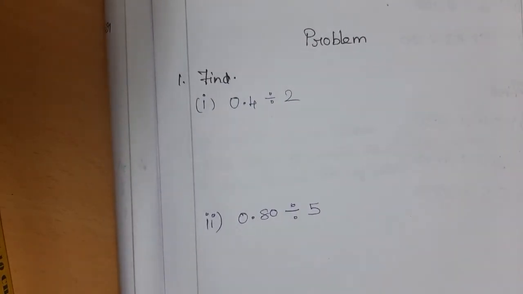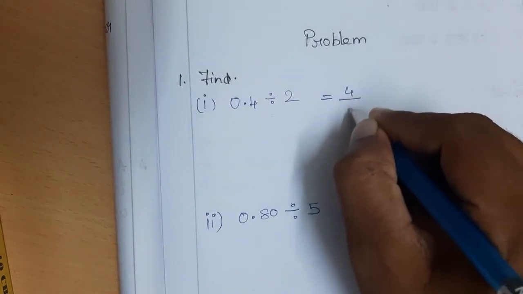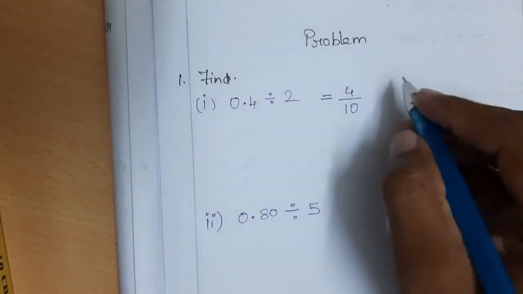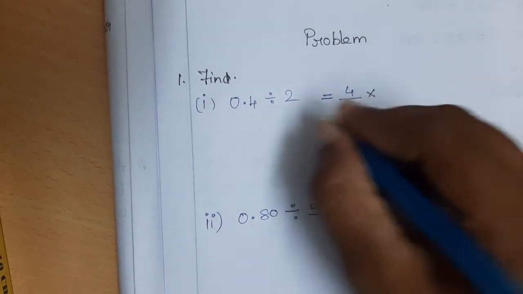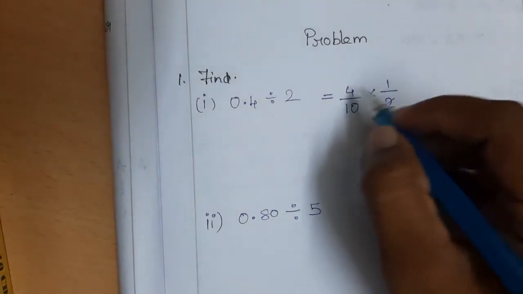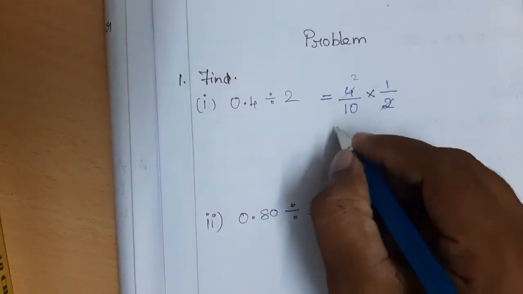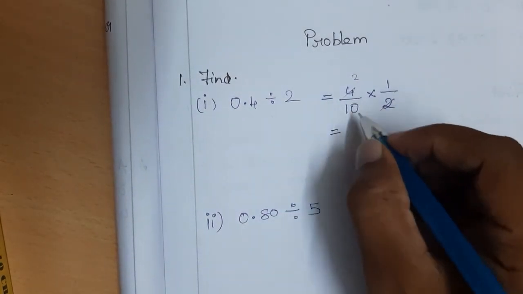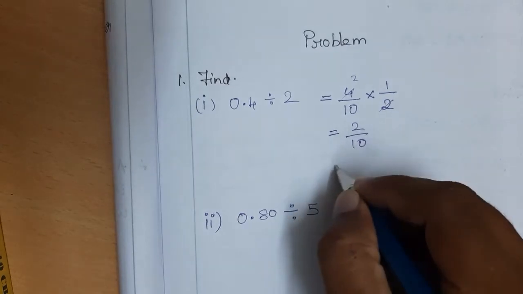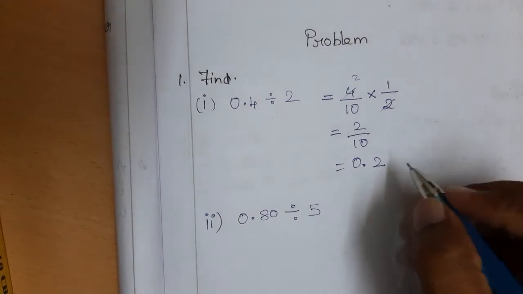So the problem is 0.4 divided by 2, right? 0.4 can be represented as 4 by 10, and division can be changed into multiplication, and 2 can be written as its reciprocal, 1 by 2. Clear? The 2 and 4 can be cancelled, 4 is 2 times 2, and it is 2 by 10, which we write as 0.2. Clear? That's it.